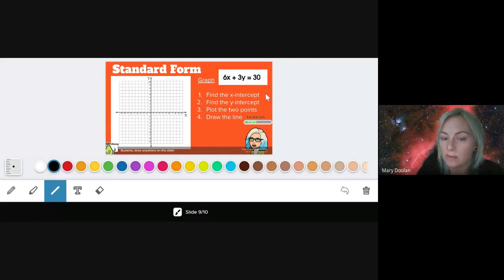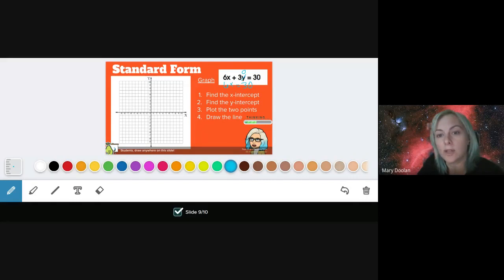First, find the x-intercept. So remember, when y equals 0, what does x equal? If I replace the y with the 0, then that whole term disappears because 3 times 0 is 0. So I'm just left with 6x equals 30. If I divide both sides by 6, then I know x has to be 5. So my x-intercept is 5. It goes on the x-axis at 5.